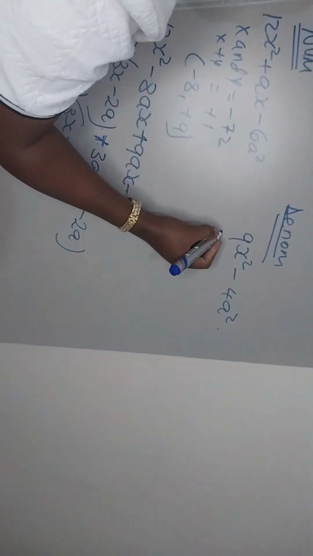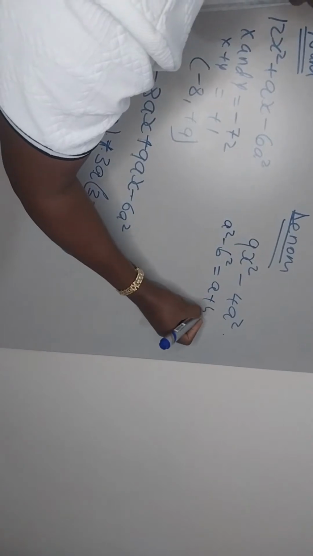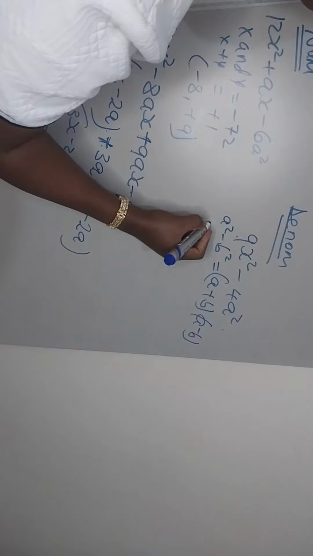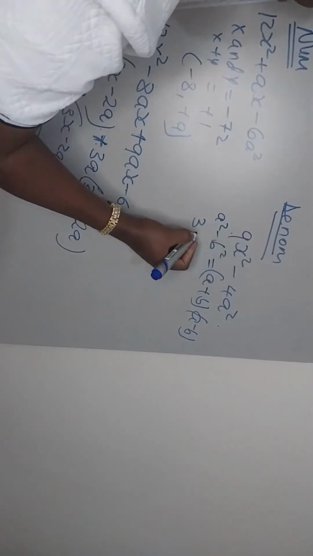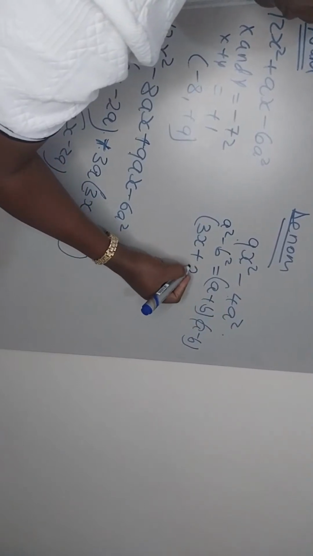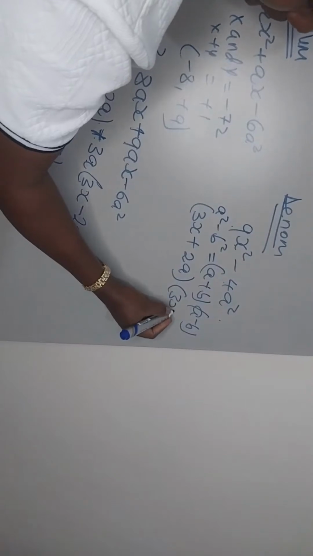It will simply be a squared minus b squared is equal to a plus b into a minus b. Square root of 9, 3. Square root of x squared, x, plus square root of 4, 2. Square root of a squared, a. It is done, learner. So that is our denominator.